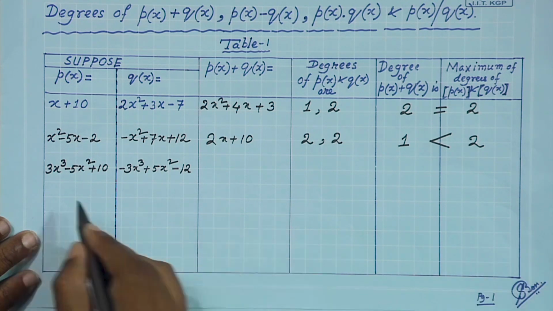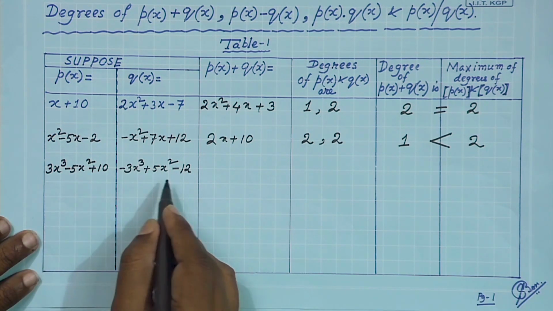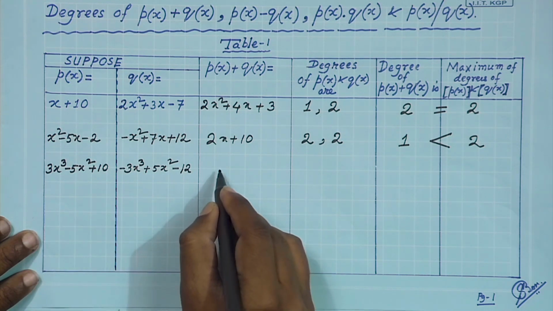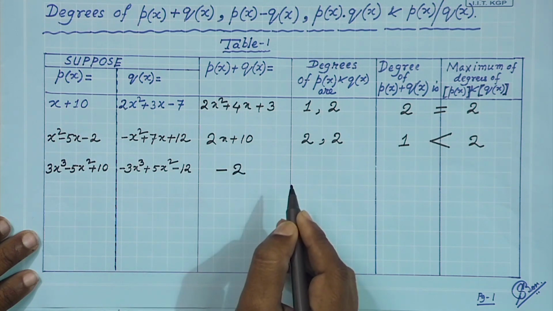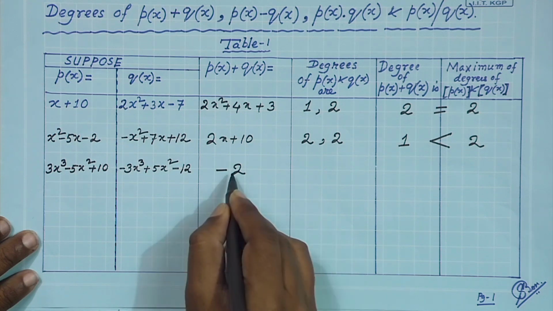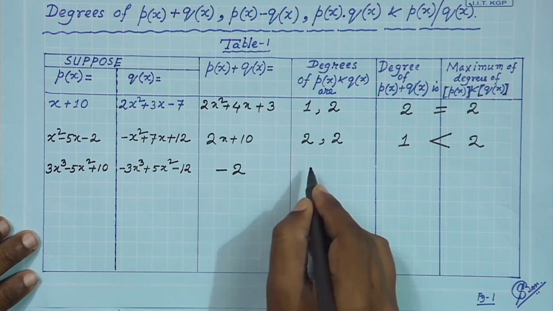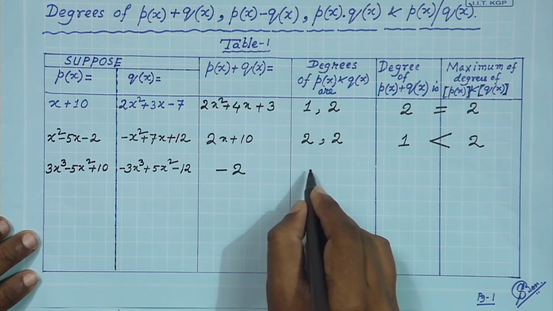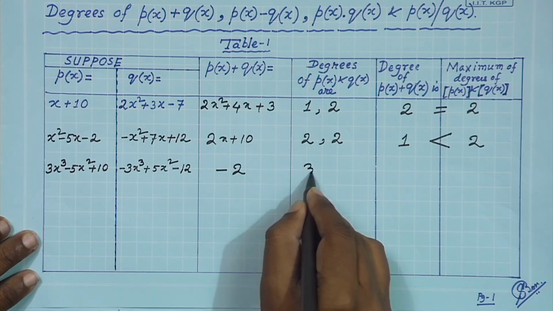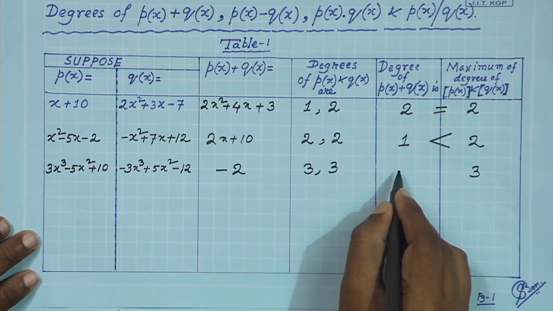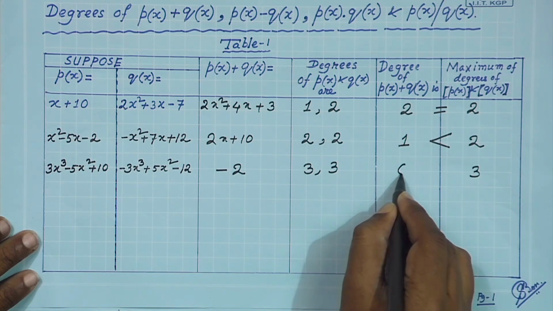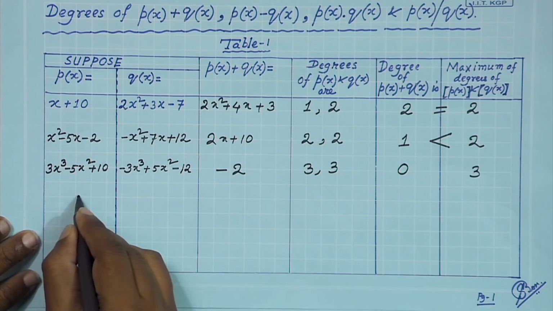For the third case, you are getting two cubic polynomials. And what will be the sum? The sum is minus 2. 3x cube will be cancelled and 5x square will also be cancelled, so we are getting minus 2 as a result. What are the degrees of p(x) and q(x)? For p(x), it is 3. For q(x), it is 3. The maximum of 3 and 3 is 3. And the degree of p(x) plus q(x) is 0.